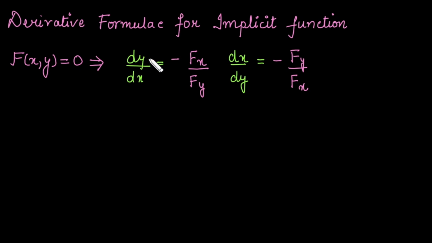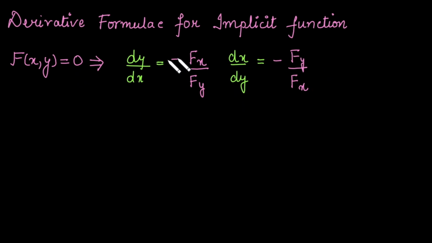From here you can observe that when we are calculating the derivative of y with respect to x, that is equal to the partial derivative of the function with respect to the denominator variable divided by the partial derivative of the function with respect to the numerator variable. In this case, we need dy by dx. So x is in the denominator, we take the partial derivative with respect to x in the denominator, and y is in the numerator, we take the partial derivative of the function with respect to y in the numerator. But make sure there is a negative sign in front of this.